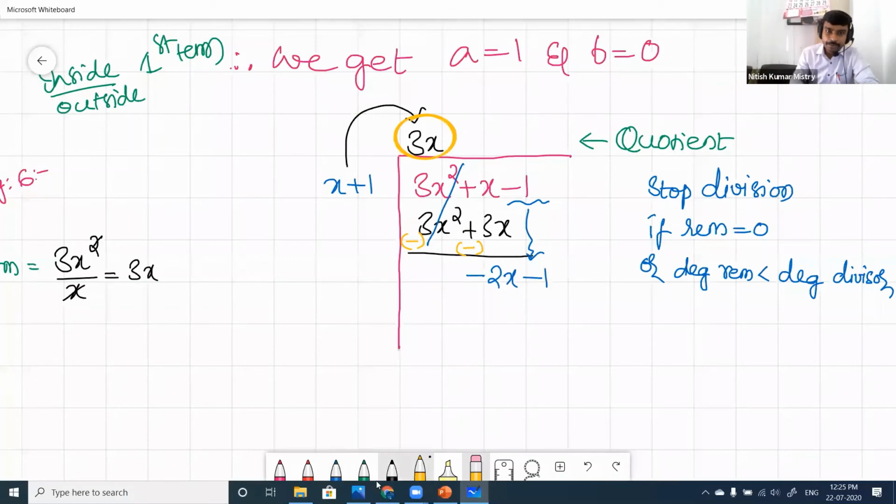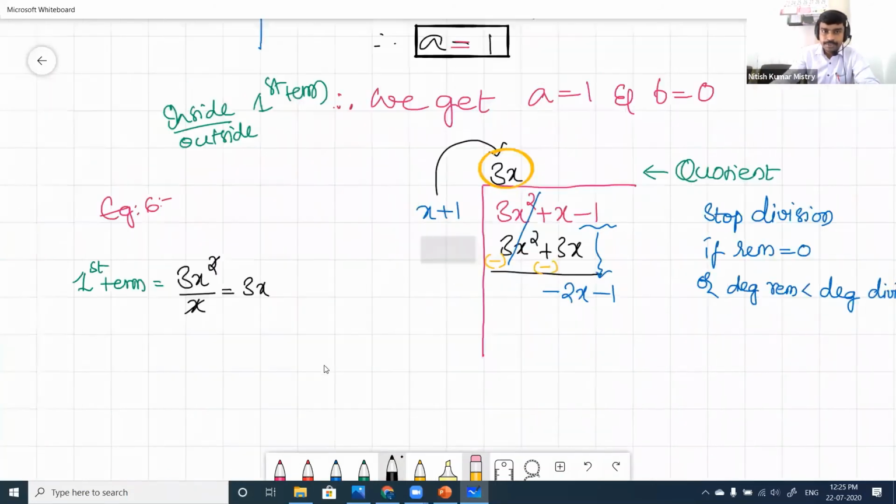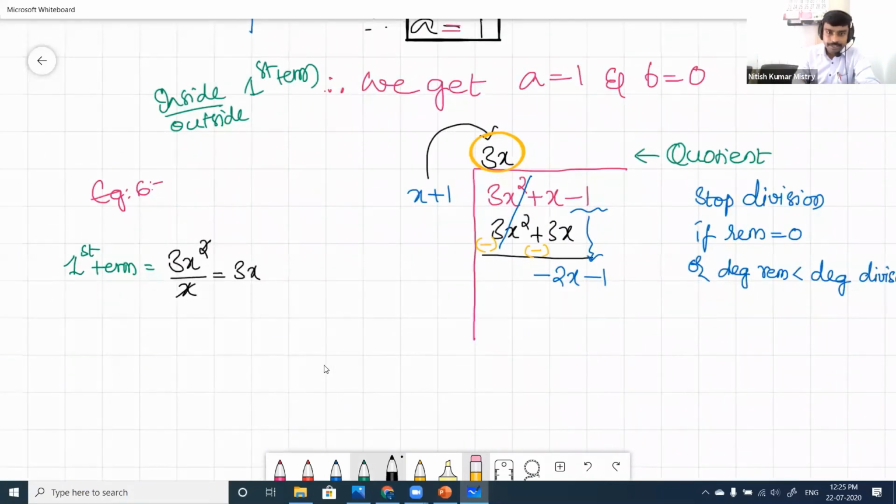Now once again we need to do first term by first term. So how are we going to get the second term? Have a look here. To get the second term of the quotient, again we have to pick the first term. What is the first term here? Minus 2x. So please write that minus 2x here, divided by the outside first term. The outside first term is always the same, so by x. So I think you understood.